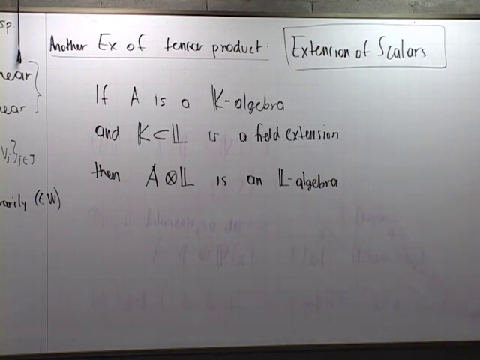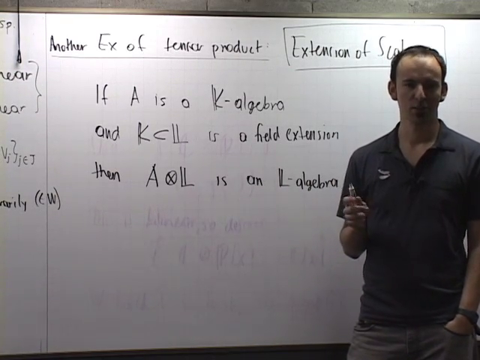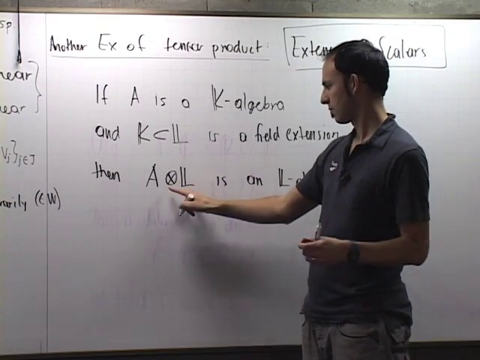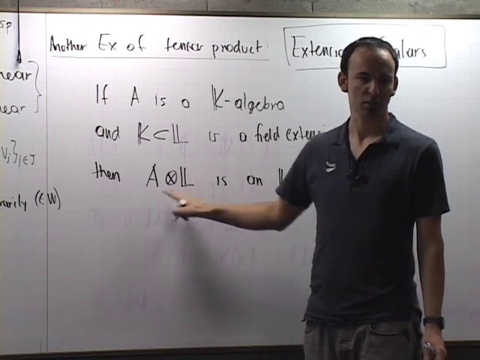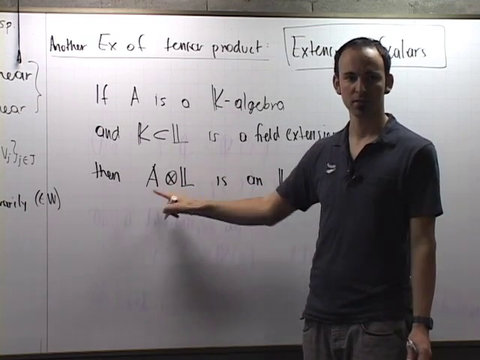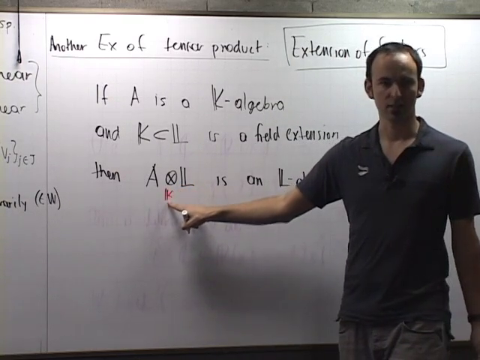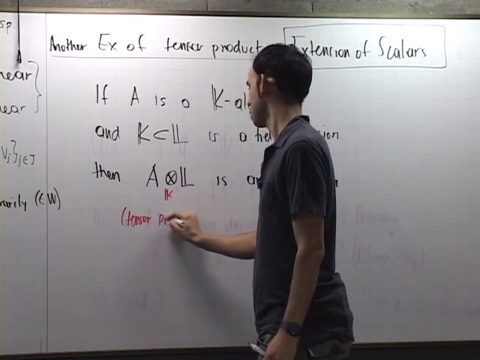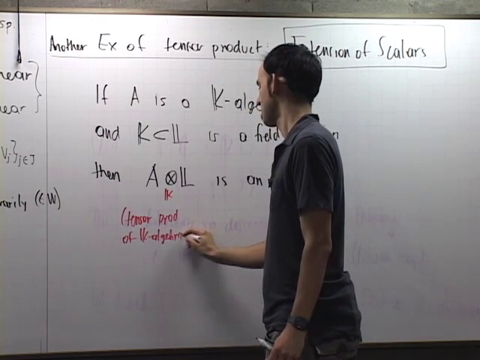Now there's a couple of things to say here, so let's be a little bit careful. Okay? I'm taking a tensor product of A and L. Now whenever you have more than one field, you want to be very careful about which field you're talking about. Because A was a K algebra, if I want to take a tensor product, it should probably be a tensor product of K algebras. And so I need to put a little K here to indicate that this is a tensor product of K algebras. Okay?